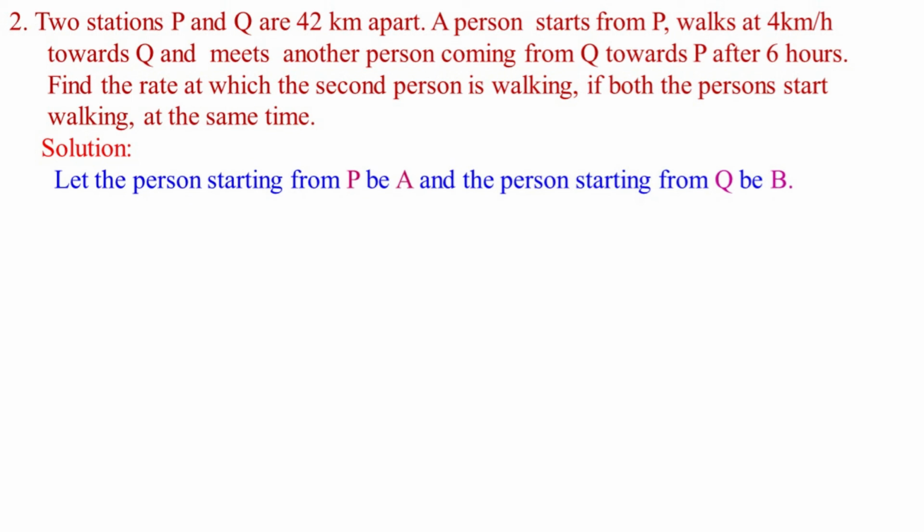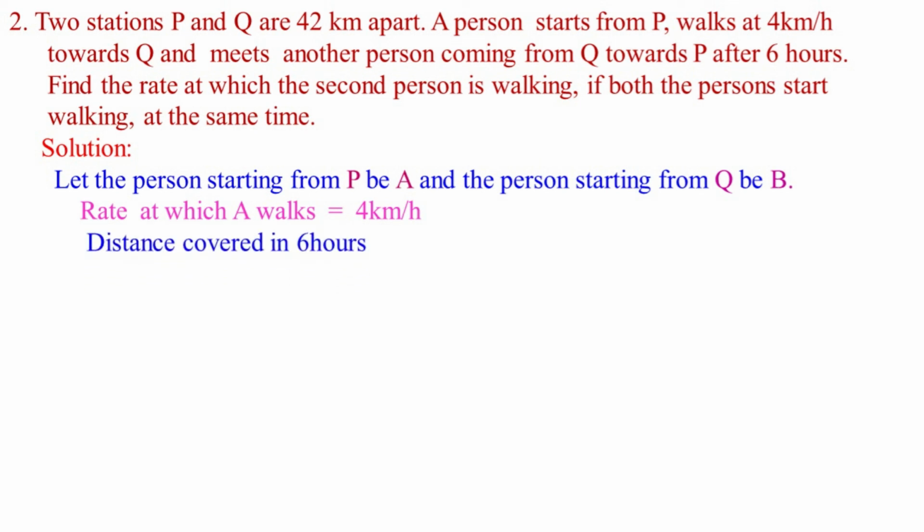Let the person starting from P be A and the person starting from Q be B. Rate at which A walks equal to 4 km per hour. Rate means the speed of A is 4 km per hour. Distance covered in 6 hours. You know the formula for distance: distance equal to speed into time. Here speed is 4 for A and time is 6 hours. So you have to multiply 4 into 6. Therefore the distance which A has covered is 24 km.